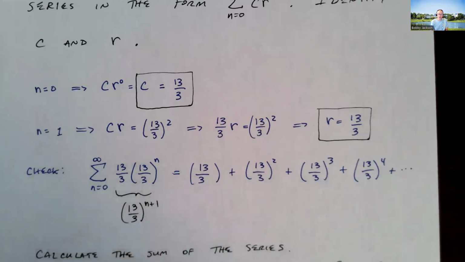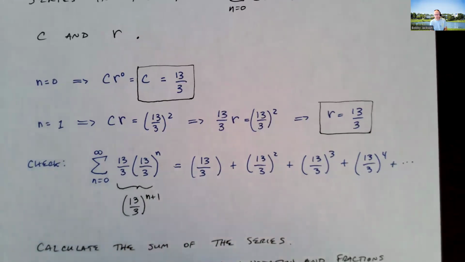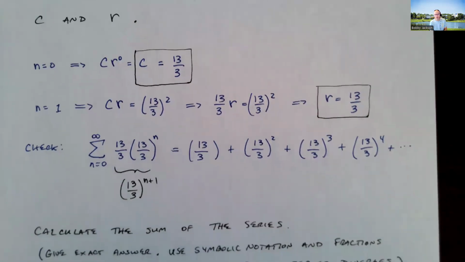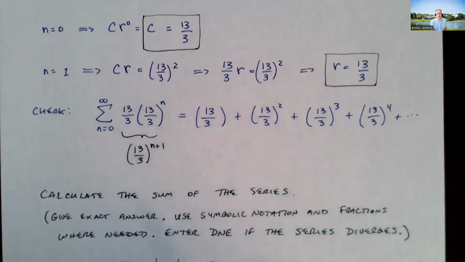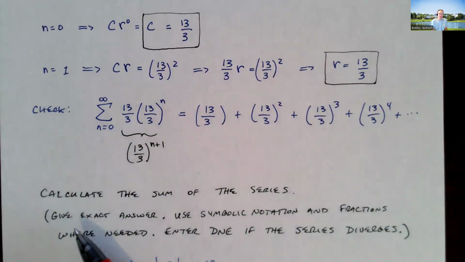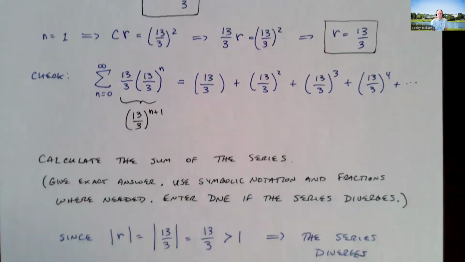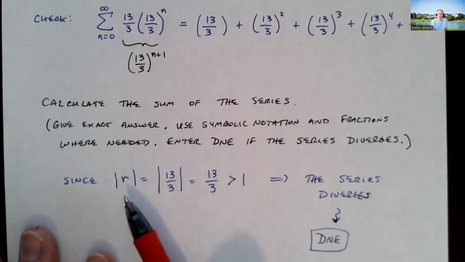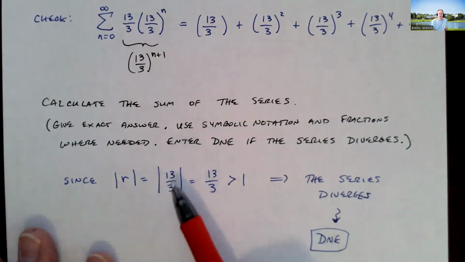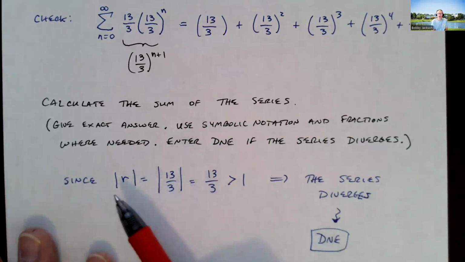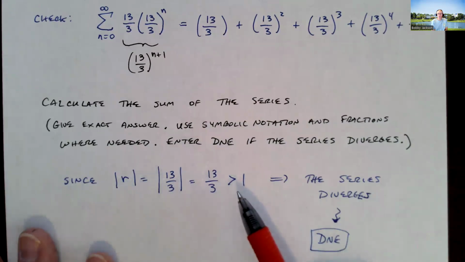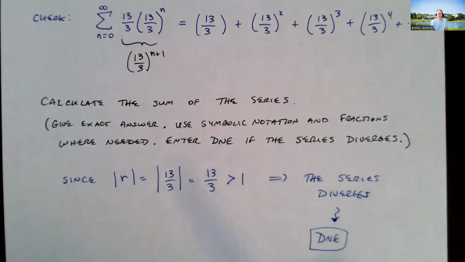Okay, the next thing is they want you to calculate the sum of the series. Well, read the disclaimers here, or the instructions, to make sure you give exact answer, use symbolic notation and fractions where needed. Enter DNE if the series diverges. So, of course, if the series diverges, it doesn't have a sum. And in fact, since the value of r, the ratio, is 13 thirds, the absolute value of that is greater than 1. That means the series diverges.